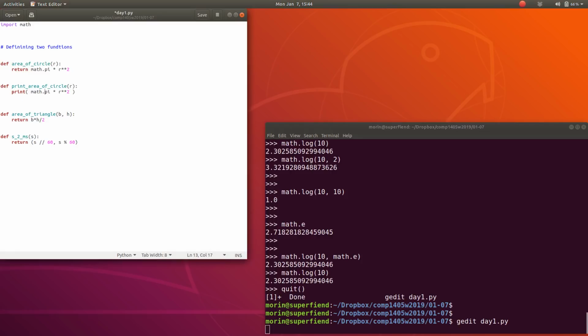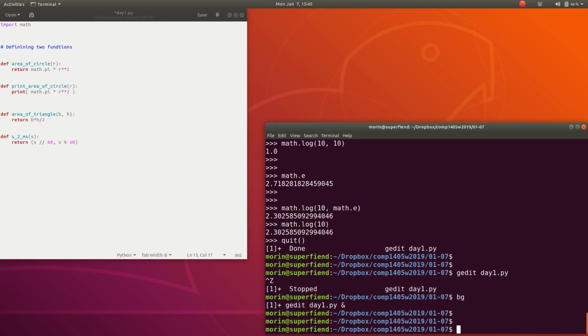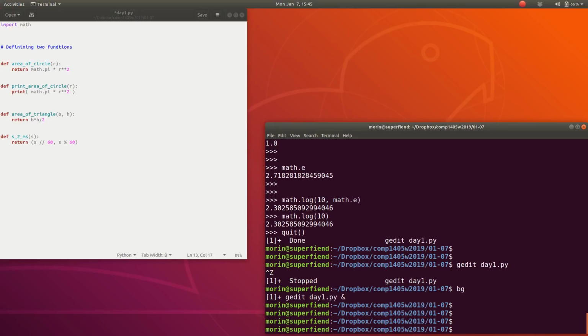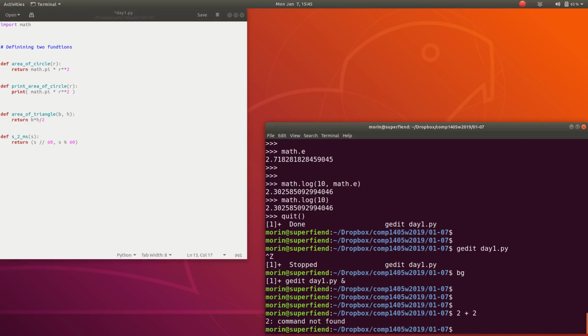And now I'm not in Python anymore. This is something that people come up to me about all the time after class. They type in code here, and it says the command is not found, because this is not Python right now. This is the command line.